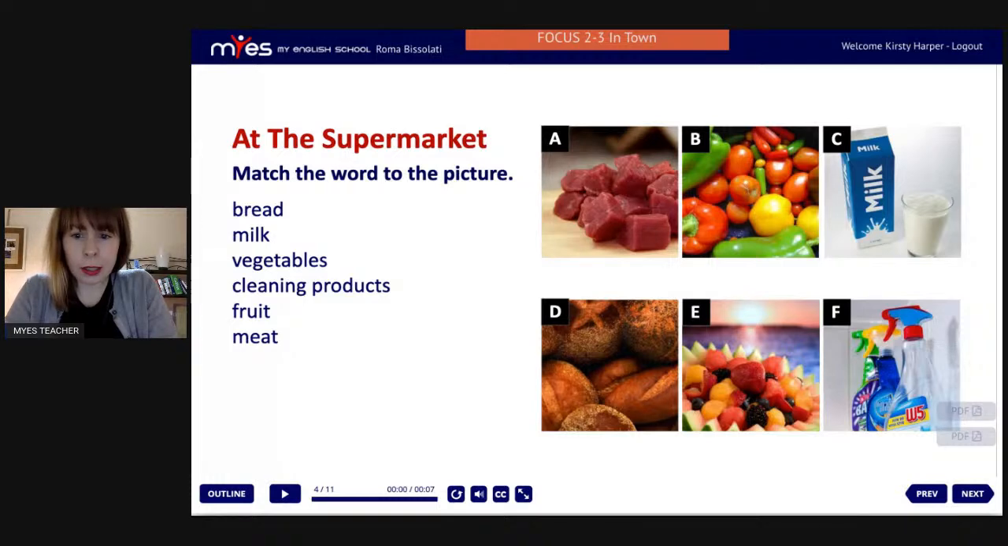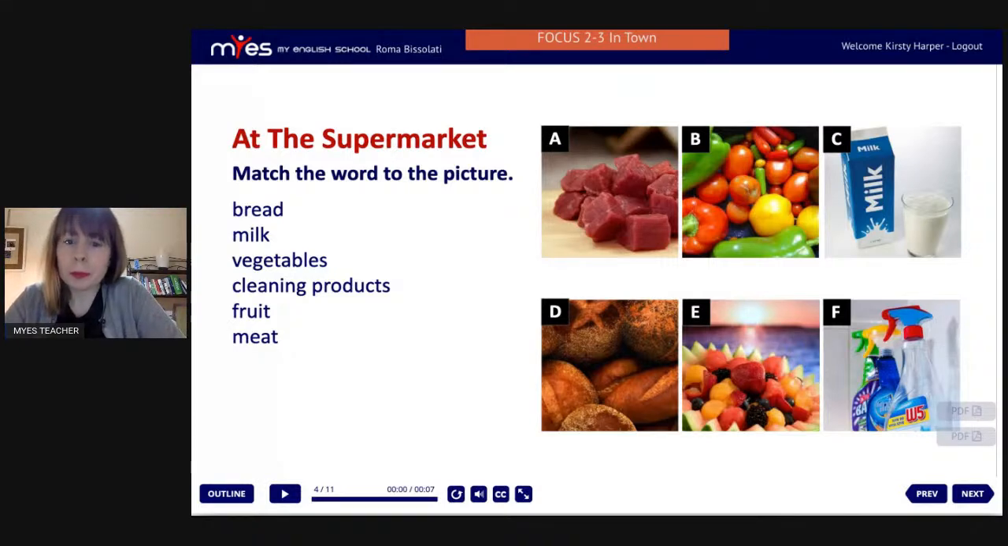Cleaning products. You can see alcohol. You can see detergent. Bleach. I'm just going to give you some words, guys, and then you can have a look to see what these are. So we've got cleaning products, alcohol, detergent, bleach, sponge. And I'm going to say cloth. And finally, I'm going to say broom. Okay. Last one, gloves.